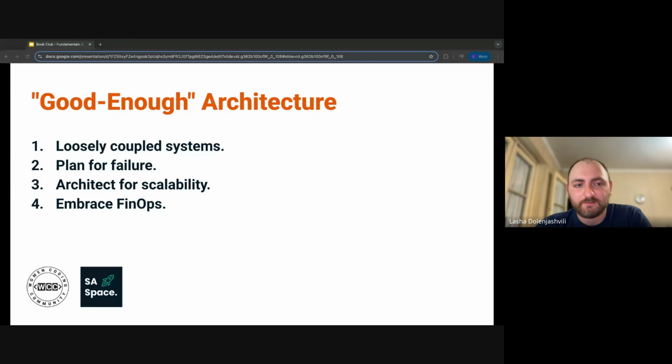And the last principle is embrace FinOps. Of course, everything we do is related to cost. So cost is an architectural constraint, and we must be able to track and attribute different data pipeline costs to specific projects or teams.